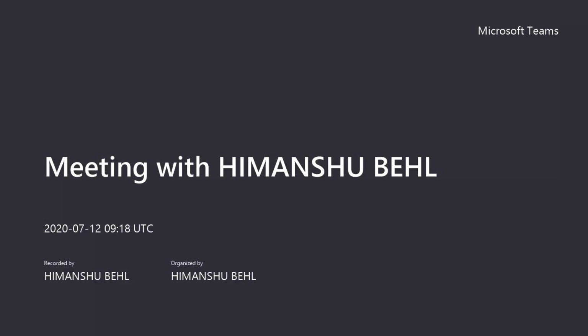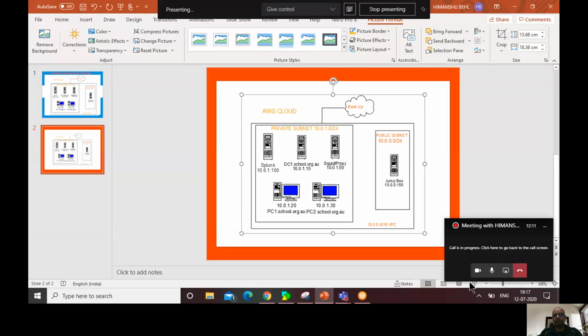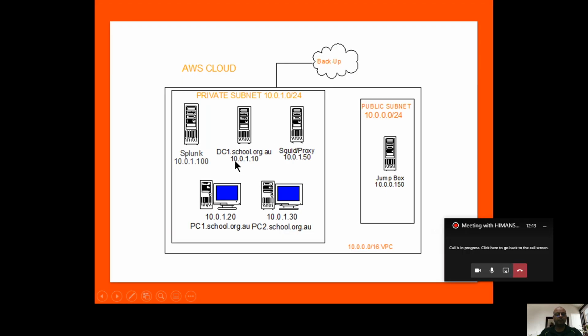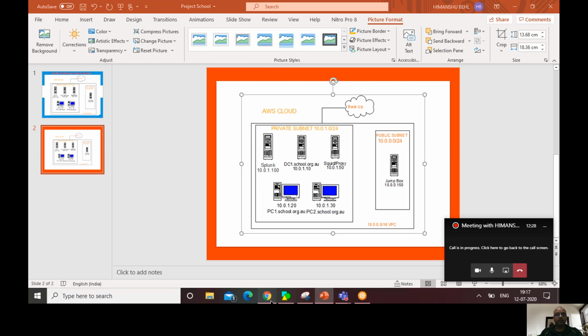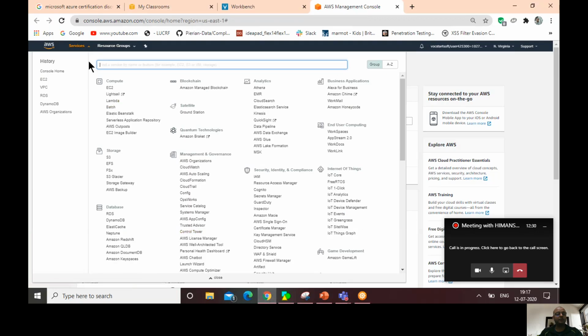I will explain how to launch EC2 instances in a private subnet and a public subnet. I am after a solution which looks like this, and you can see here, I'm going to launch Splunk, Squid Proxy and Jumpbox on Linux-based Ubuntu servers, and then I have a domain controller and other workstations I will be launching on Windows. So quickly, I went to Amazon services.